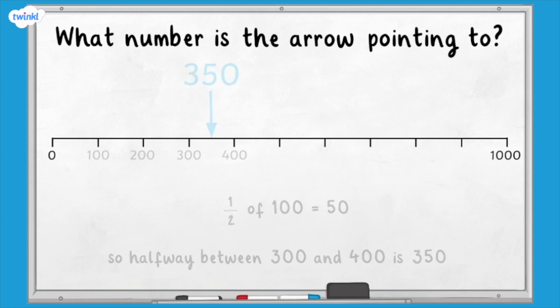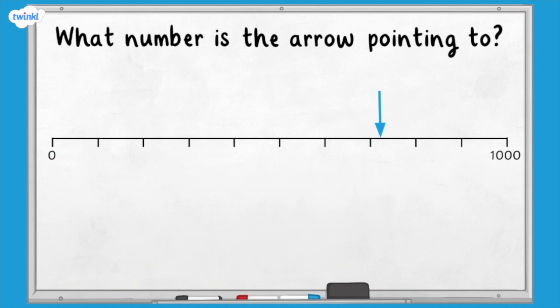On the same number line, what number is this arrow pointing to? We already know that each interval is 100, so we can mark those on the number line. The arrow is closer to 1,000 than 0, so we can count back from 1,000 in hundreds. 1,000, 900, 800, 700. The arrow is pointing between 700 and 800.